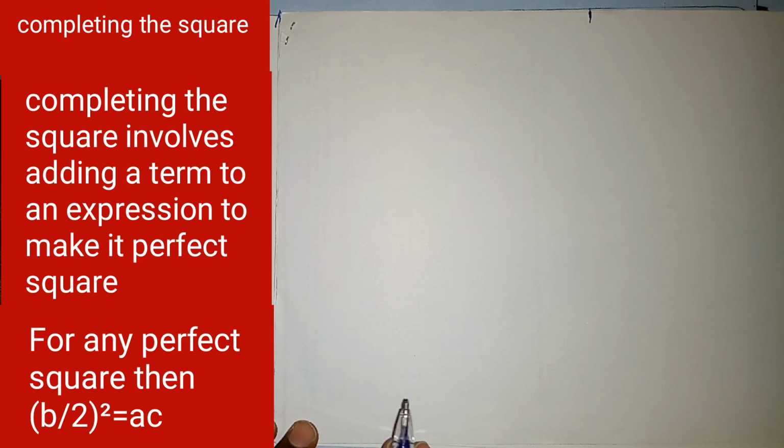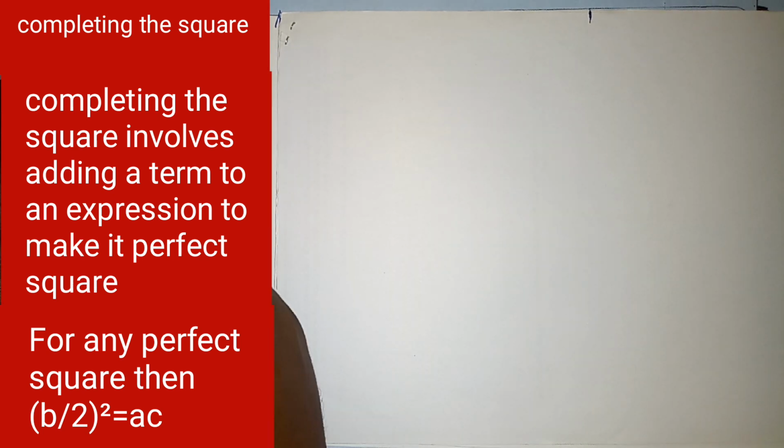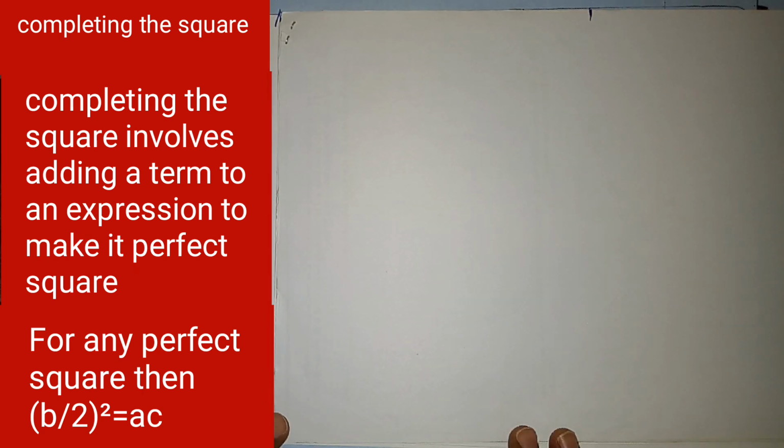Now for any perfect square, b over 2 squared should be equal to ac. Now let us see an example of how we can use completing the square to find or to add the missing term of an expression.